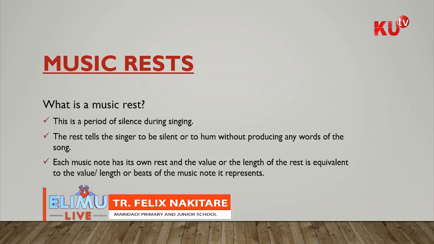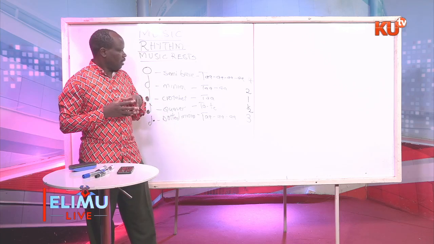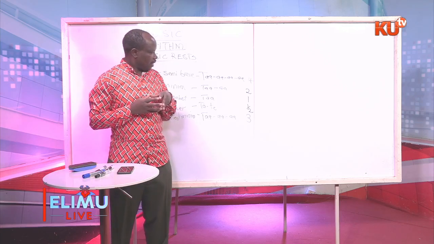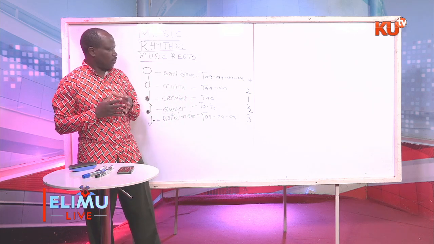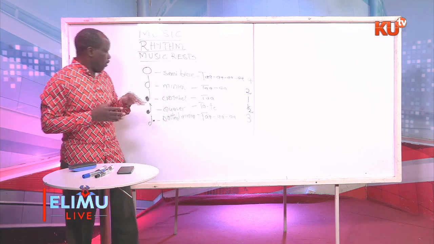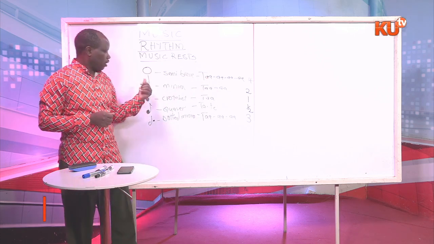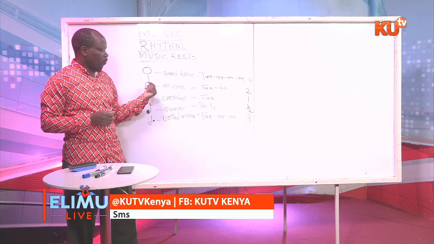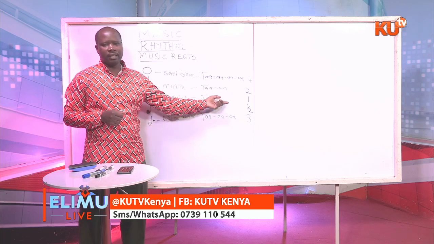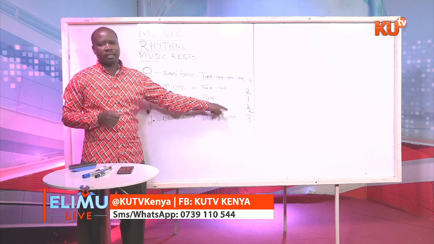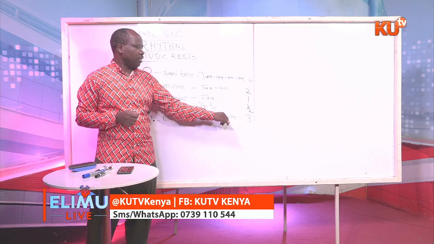Now, these music rests, each of the music rests is related to a music note. You cannot just use any music rest with any music note. For example, semi-breve has its own music rest. Minim, which is star A, has its rest. Crotchet has its own rest. Quaver has its own rest. And the dotted minim also has its own rest.